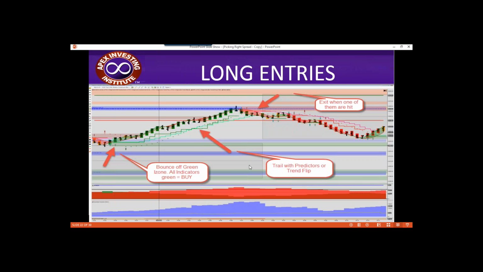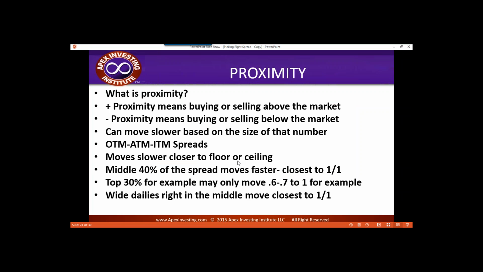So that's proximity. Basically, positive proximity means you're buying or selling above the market. Negative proximity means you're buying or selling below the market, all right? And the spread can move slower based on the size of that number. If you're buying or selling pretty far away, the spreads are going to move a little bit slower, all right? Spreads move slower the closer to the floor or ceiling they are.